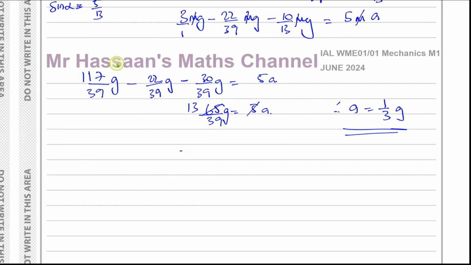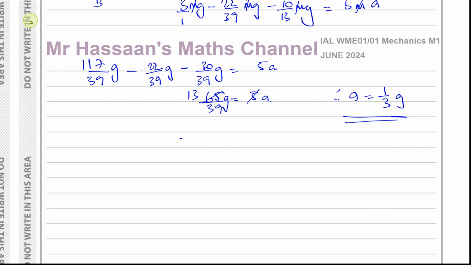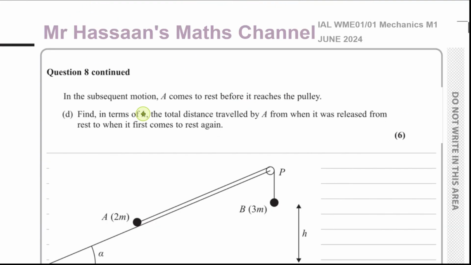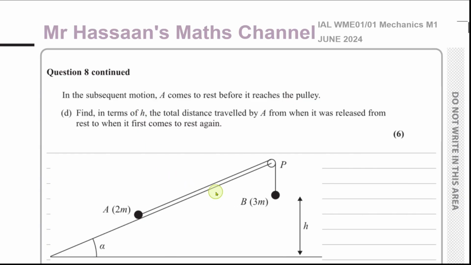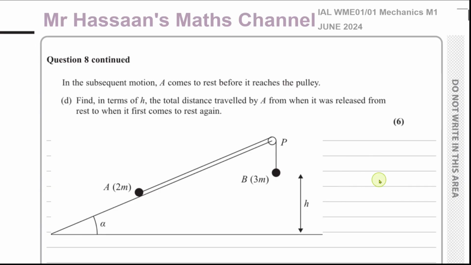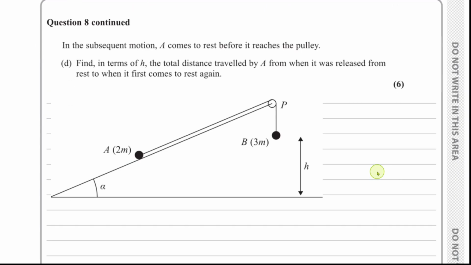Now for the final part of the question, which I'm going to do on the next page. It says, in the subsequent motion, A comes to rest before it reaches the pulley. Find, in terms of h, the total distance traveled by A from when it was released from rest to when it first comes to rest.